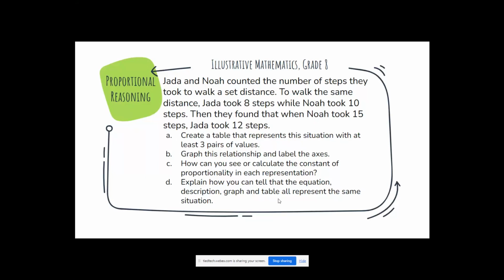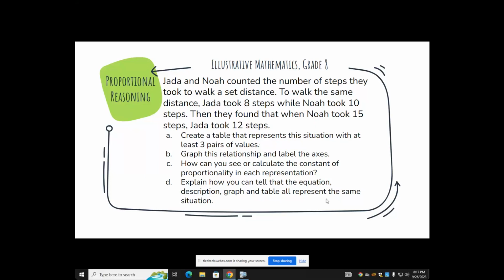So as you can see, these 4 questions are very typical things that we would be asked. Create a table of values, graph the relationship, how can you see or calculate the constant of proportionality, and then explain how you can tell that the equation, the description, the graph, and the table all represent the same situation. So when we talk to students about proportionality, I think it's really important for them to make some connection about what it's standing for.